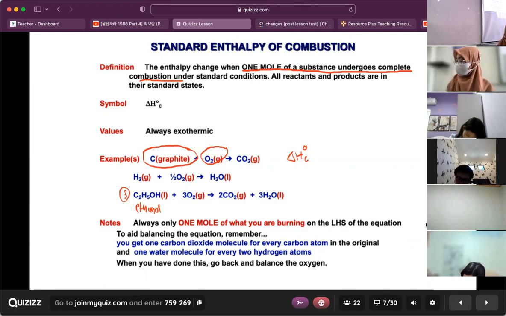Complete combustion is indicated by the products of the reaction being carbon dioxide and water only. So this one is also enthalpy change of combustion of C2H5OH. For this one, enthalpy change of combustion of carbon.